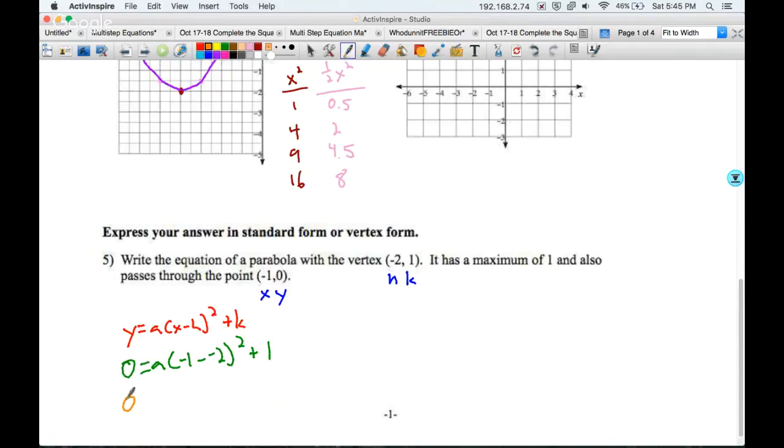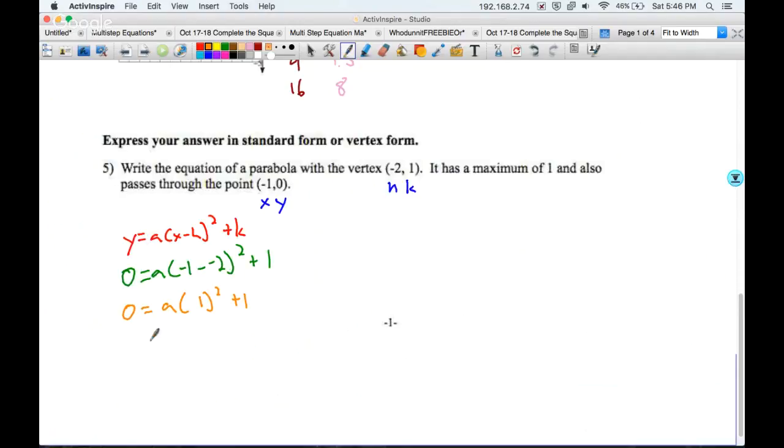Let's solve for a. Let's see, 0 equals a times (-1 plus 2), which would be a 1, squared, plus 1. 0 equals 1 squared is just 1, so we'll just say a plus 1, minus 1, minus 1. a equals -1. So here the fact that it has a maximum of 1 is confirmed by this a value, because if the a value is negative, we know that a vertical flip has happened to this parabola. So its vertex at -2, 1 should be a maximum since the parabola is opening down.